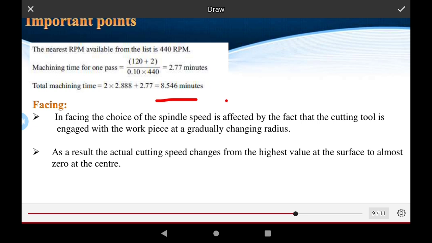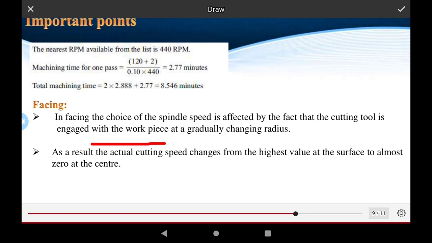And facing, what is facing? Facing is also a manufacturing operation, consisting of work performed on the face of the workpiece. The spindle speed is also needed in RPM, and the cutting tool is attached to the machine. It engages with the workpiece, and the radius of the workpiece gradually changes.